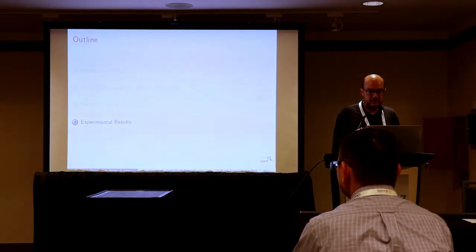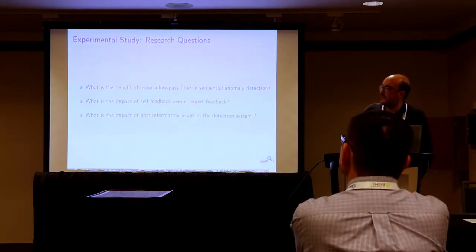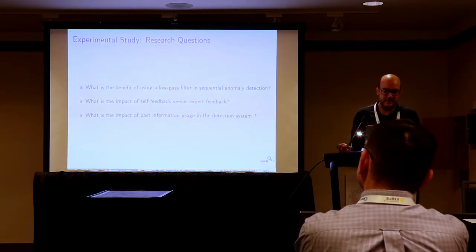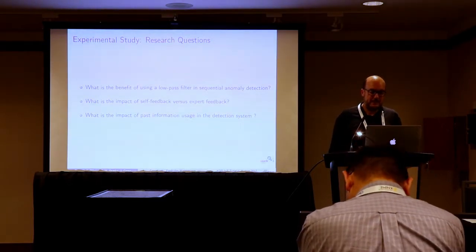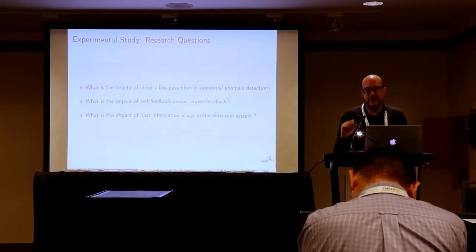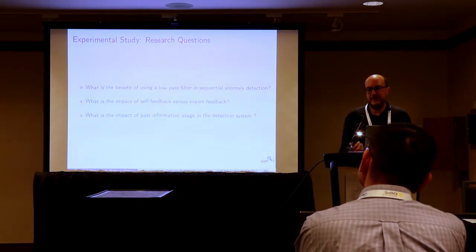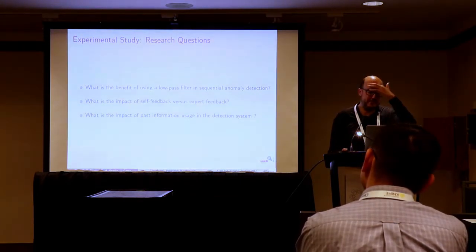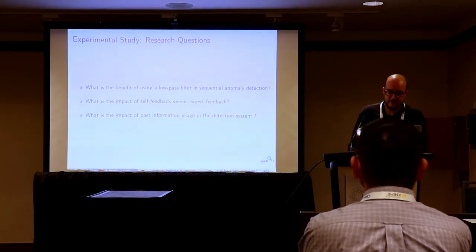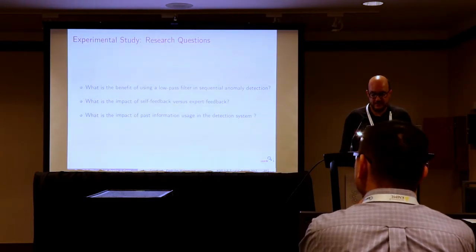Let me also show some experimental results. So basically, the three things that we want to see in these results are: is this low pass filter really beneficial? What is the impact of using self-feedback versus expert feedback? Of course, using expert feedback is always the best option, but it's really, really expensive. This is why if we can use self-feedback from the system, that could be really useful. And finally, what is the impact of using previous information in the detection system?